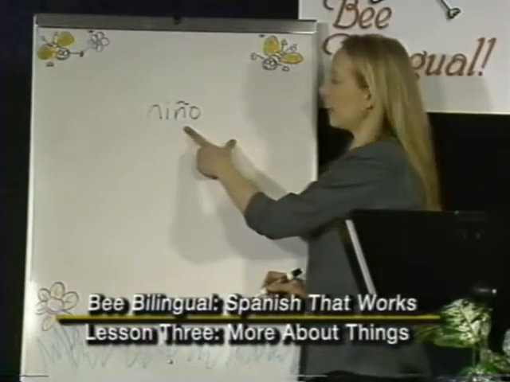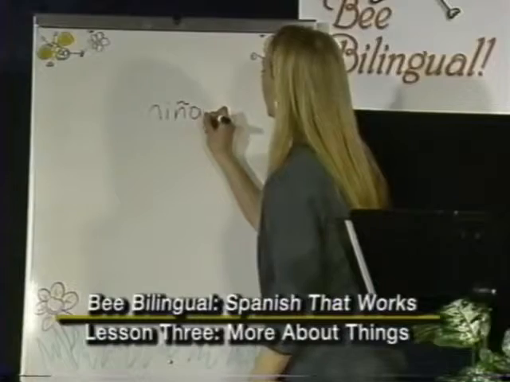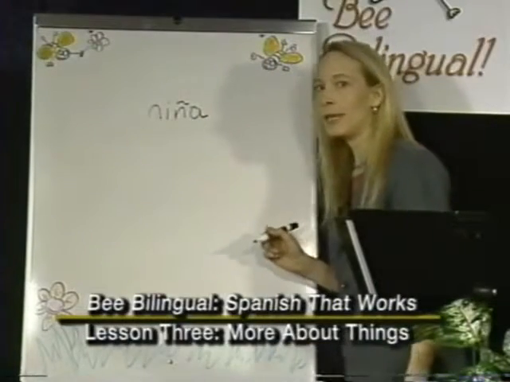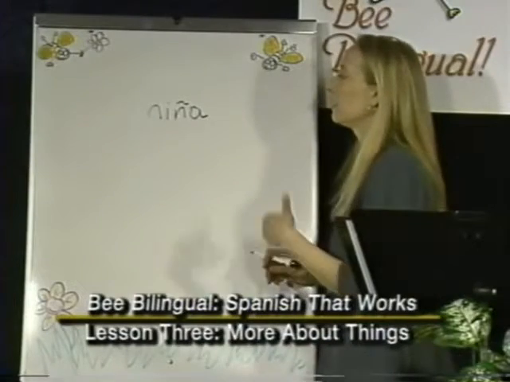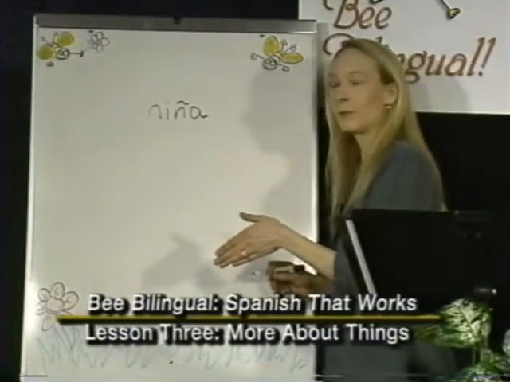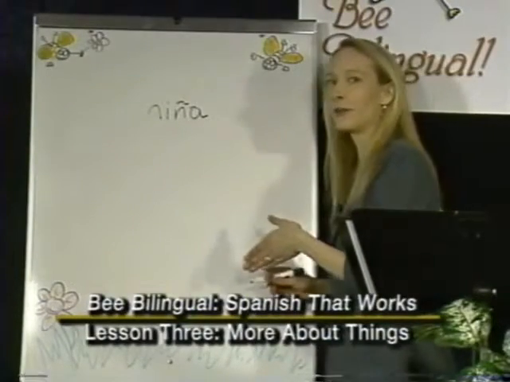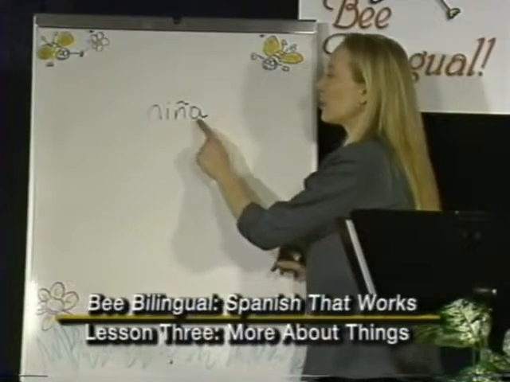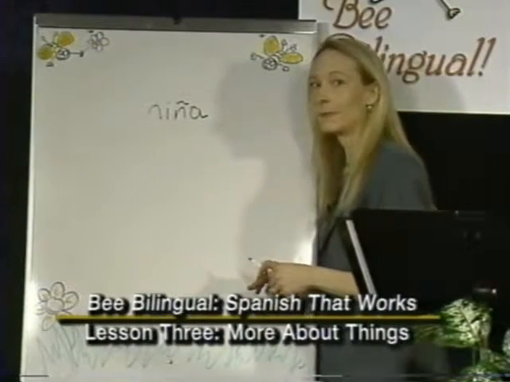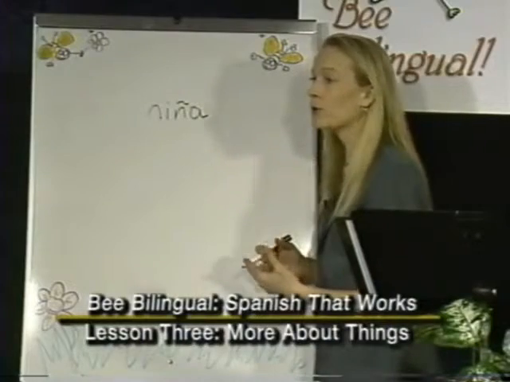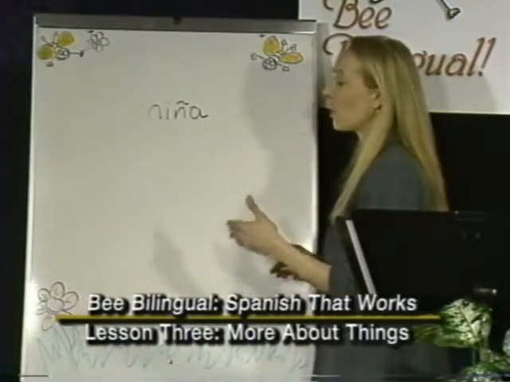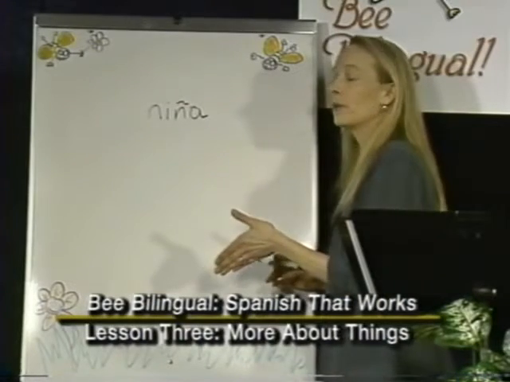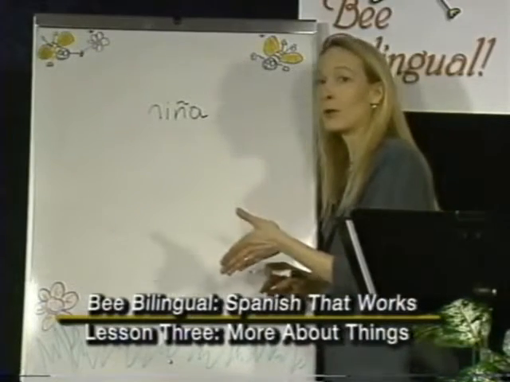Niño means boy. If I change the ending, it changes the meaning. Niña, girl. Niño bueno, good boy. Niña buena, good girl. So when nouns change endings, they change meaning. One book is libro, more than one book are libros. A good boy, niño bueno, good children, niños buenos.